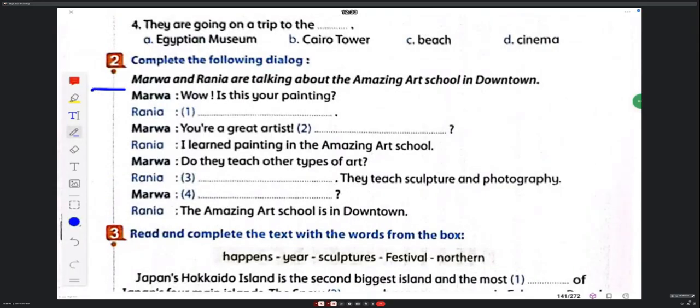Marwa, Marwa and Rania are schooling downtown. Ma- wow, is this your music, Rania? Yes, it is. You are a great artist. Dash, I learned painting in art school. Where did you learn painting? I learned painting at the amazing art school. Do they teach other types of art? Yes, they yes they teach sculpture and photography. Dash, the amazing art school downtown. Where is the amazing art school?